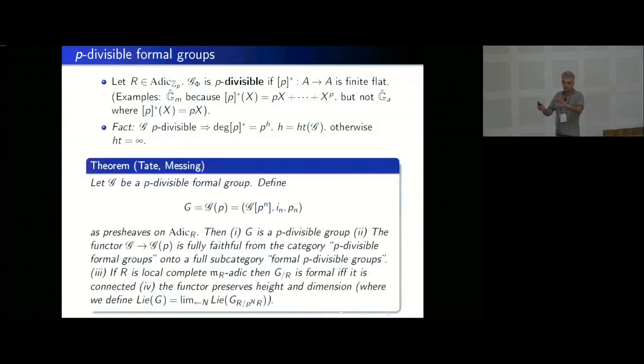So how is the theory of formal groups related to the theory of p-divisible groups? Let G be a p-divisible formal group, one that I just defined. Then we can define a collection of finite flat group schemes, G_n. We first define them just as functors, as presheaves. What they do to each S in adic R is take the kernel of p to the n, with the obvious inclusion and the obvious multiplication by p. And the theorem is that this functor is in fact represented by a p-divisible group.